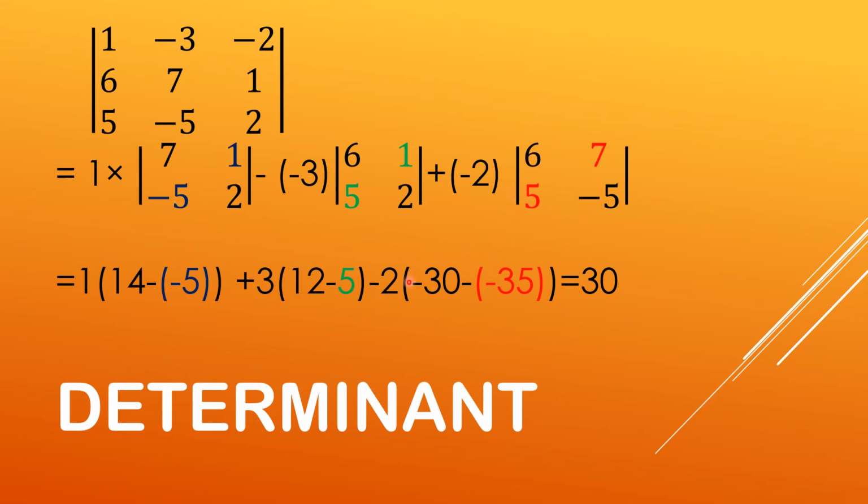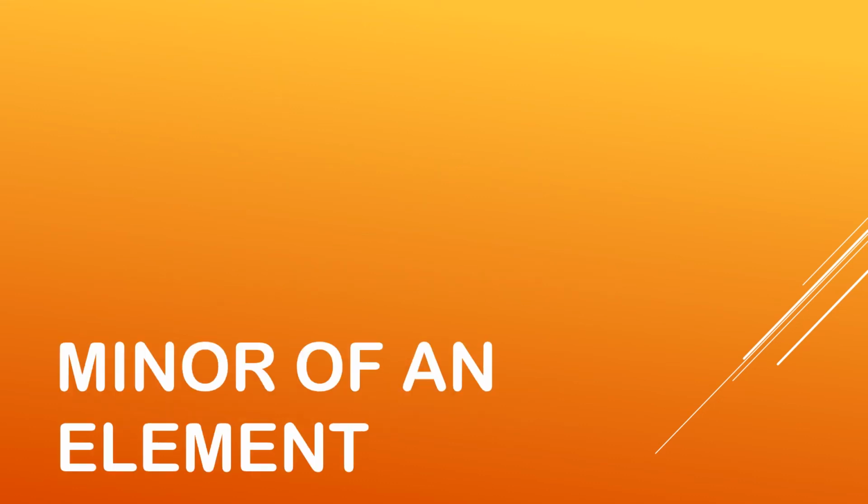6 into minus 5, minus 30, minus 5 into 7. Sorry, here 5 into 7 is plus 35, not minus 35. Okay, here 5 into 7 is plus 35, and we obtain the answer.